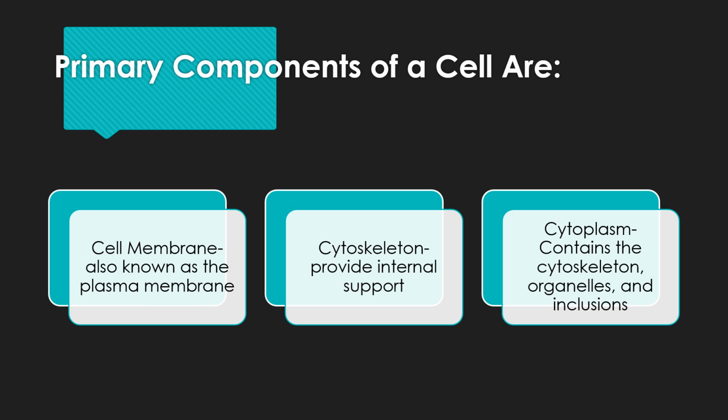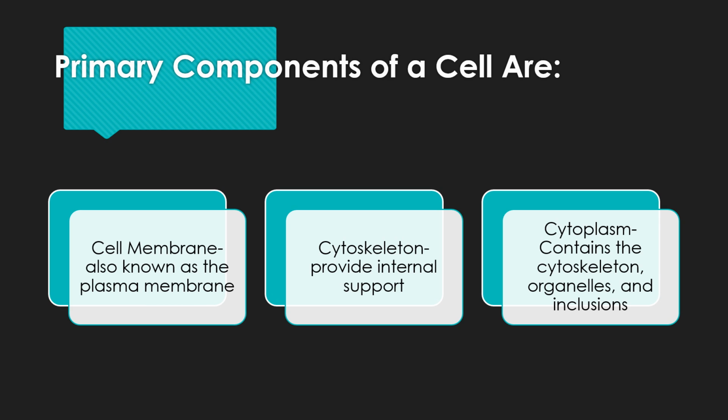The cytoskeleton is a network of protein filaments and tubules in the cytoplasm, giving cells shape and consistency and providing internal support. The cytoplasm is a fluid within the cell that has fiber, tubules, passages, and compartments. The cytoplasm contains the cytoskeleton, organelles, and inclusions, which are stored cell products or foreign matter.